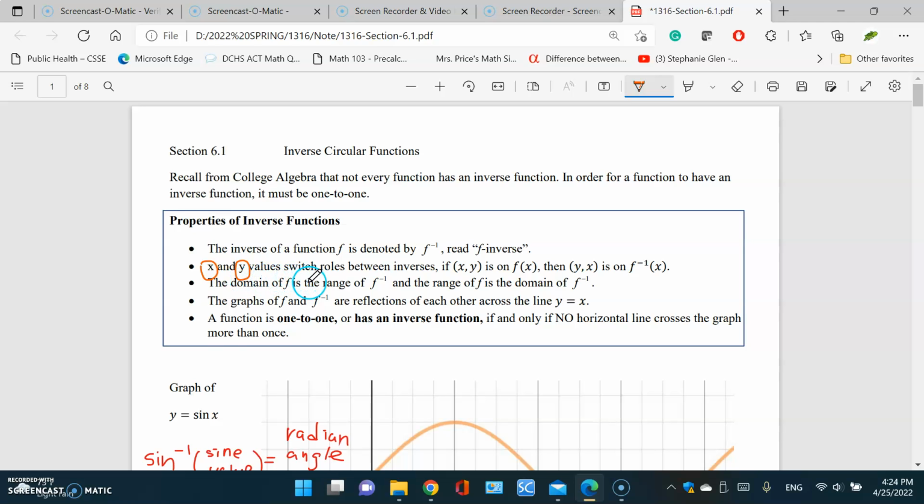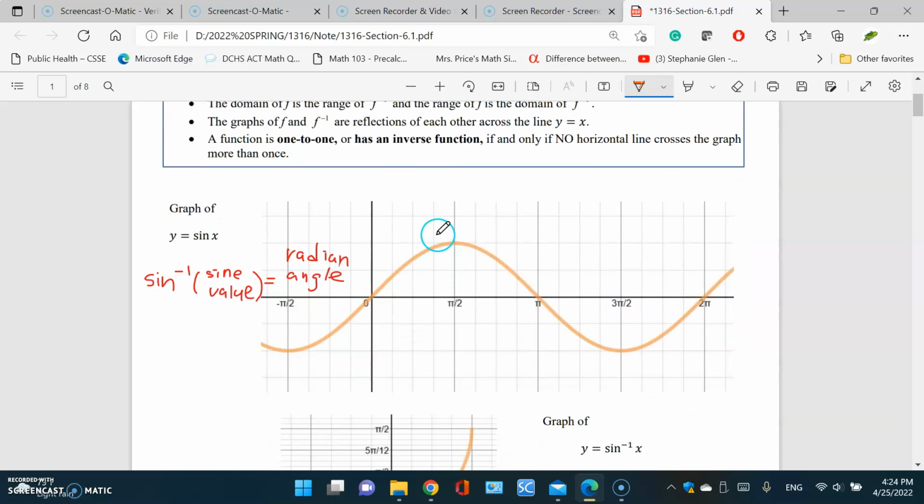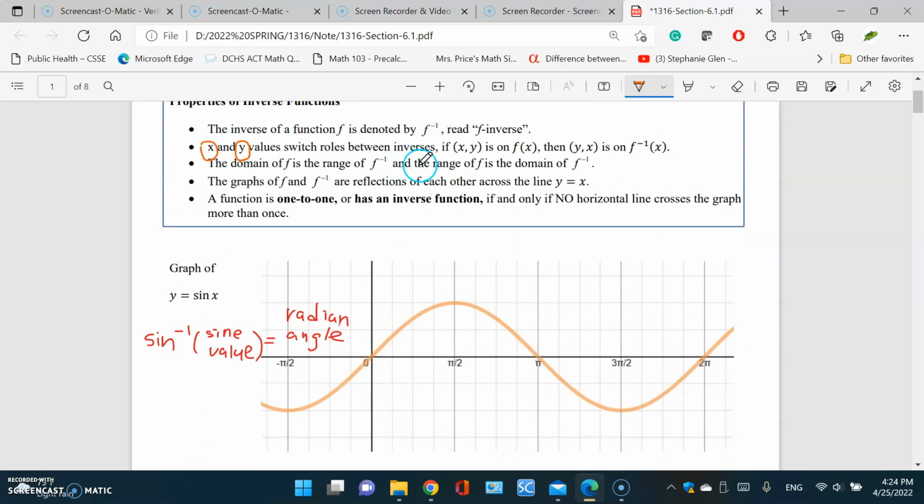So the domain of f is the range of the inverse function, and the range of the function will turn to the domain of the inverse function. A function is one-to-one if it has an inverse. So we need to restrict the domain when our function is not a one-to-one function.